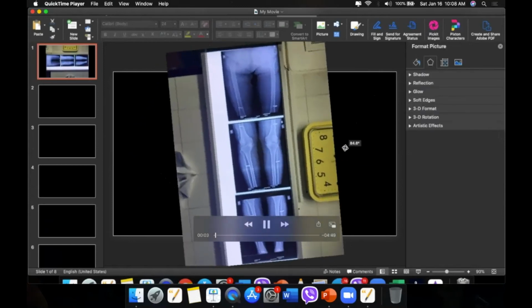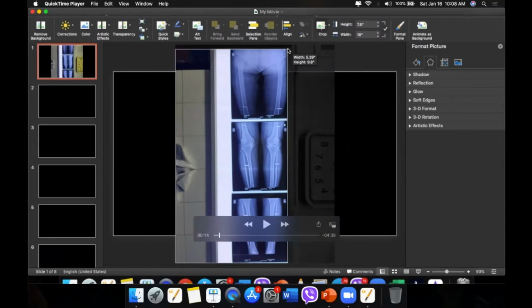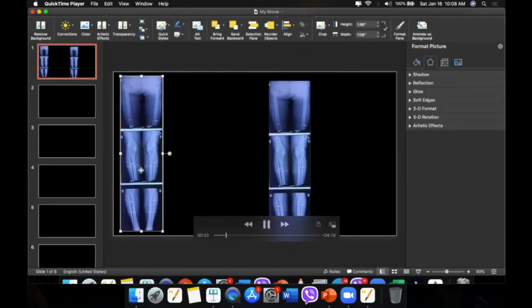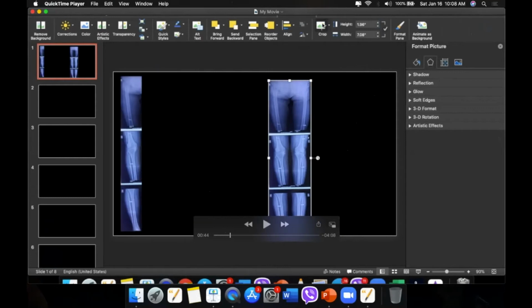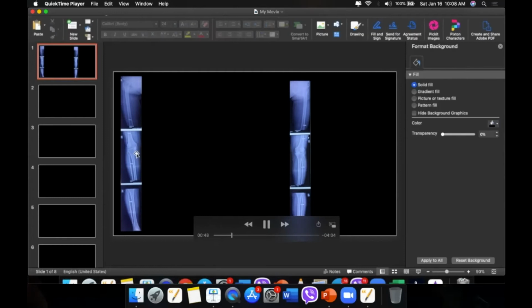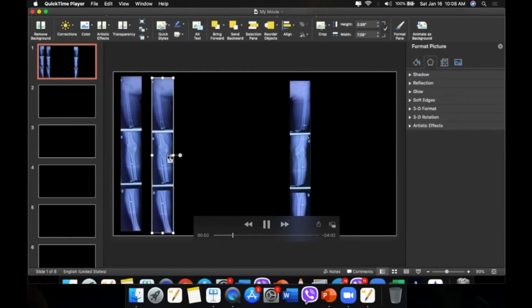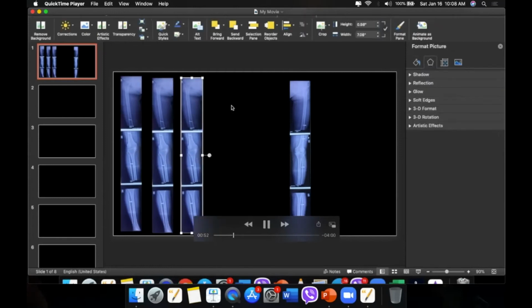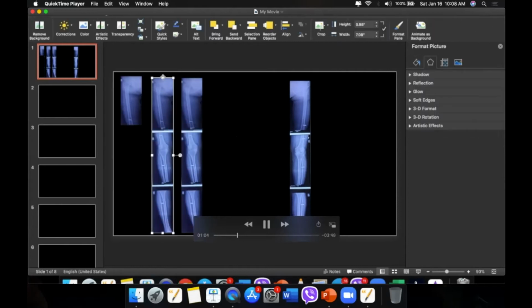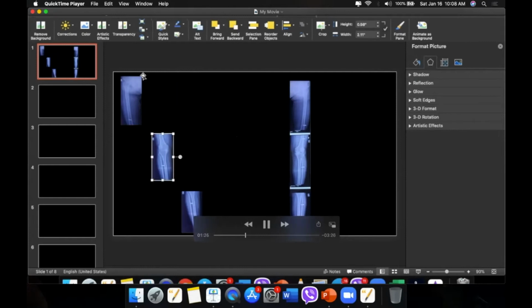So we rotate and then we crop this picture like this. We replicate this, duplicate this picture. We make the first half of the right lower limb, then the second half of the left lower limb. Then we duplicate them into three X-rays. Then we crop the upper part, then crop the second part, and crop the third part.